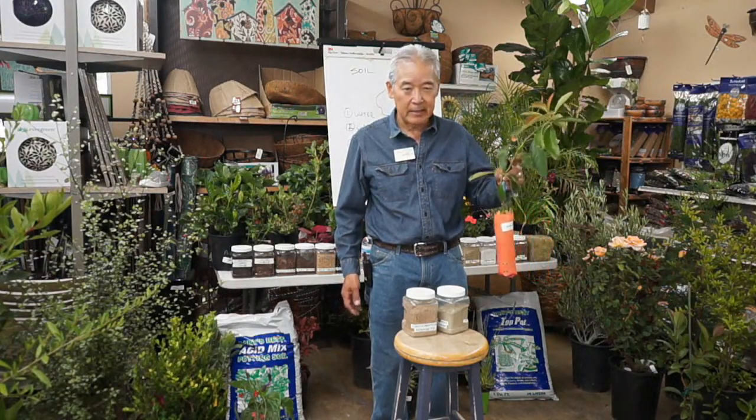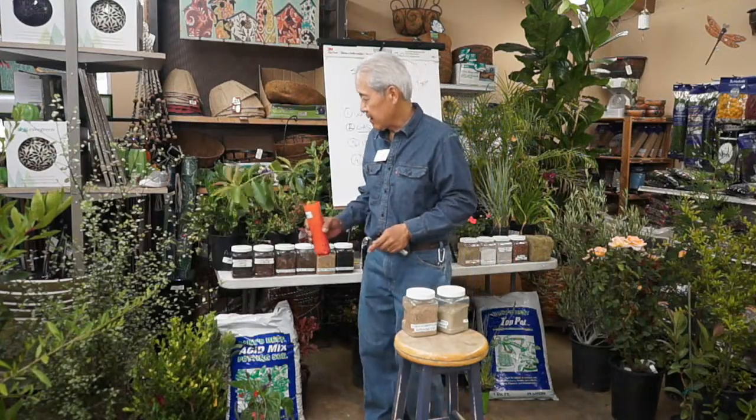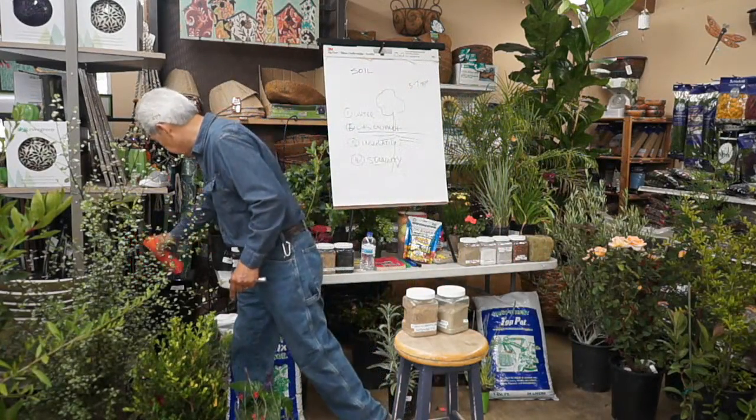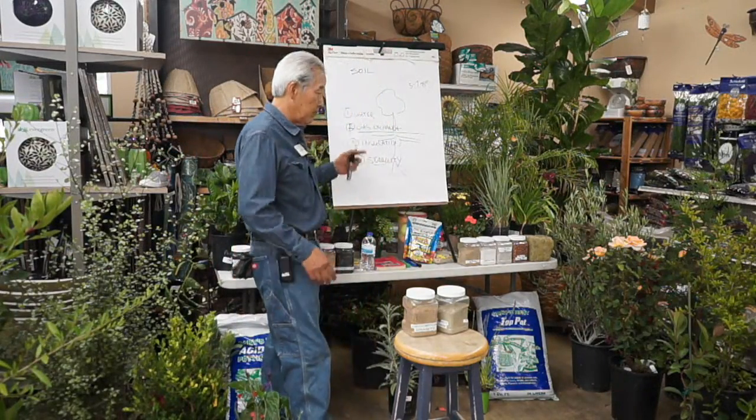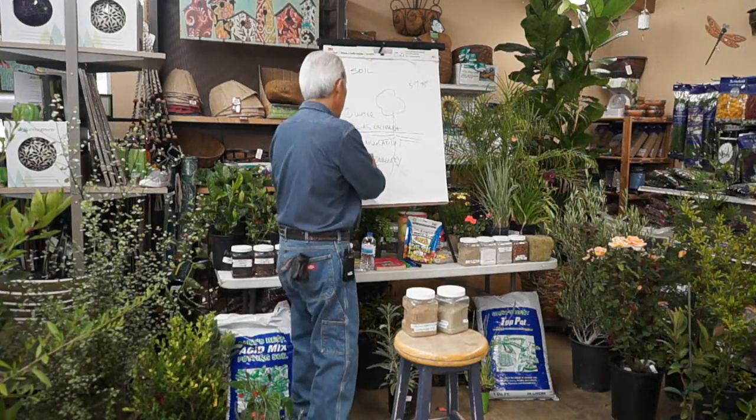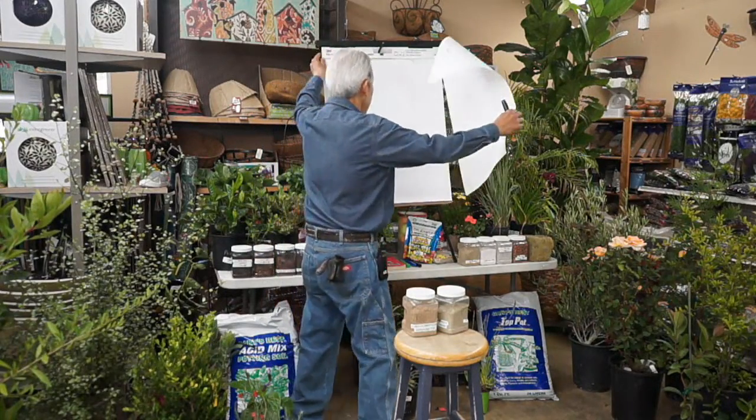So hydroponics is just another form of gardening with a different type of soil, but all the principles are the same that we work with. So these are the important things. Now, how does real dirt provide this?